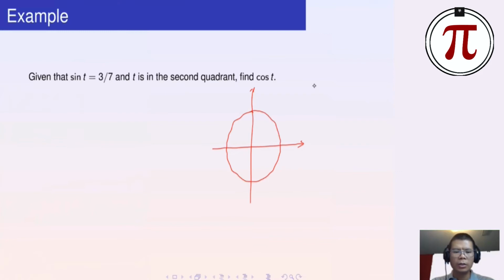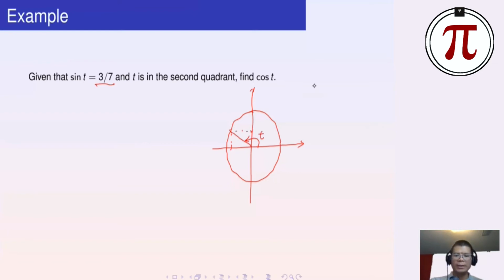Okay, so we know that sine of t is 3 over 7. And it's in the second quadrant, right? So sine t is positive. So it is above, y is positive, right? Y is 3 over 7. So it is something like here, right? So the t is going to be somewhere here. This is going to be our t.